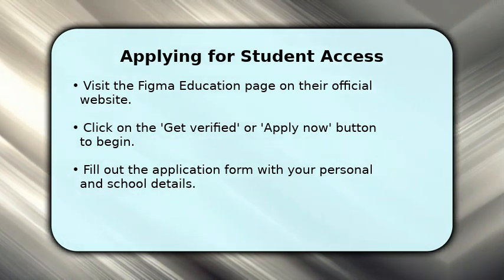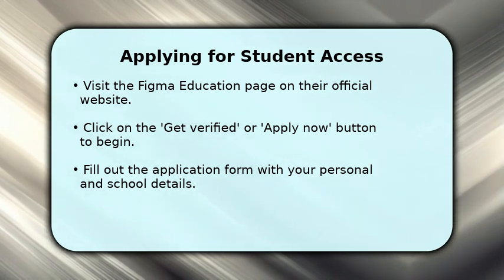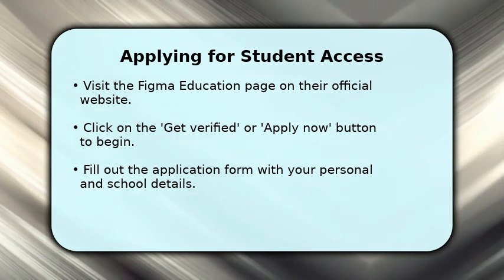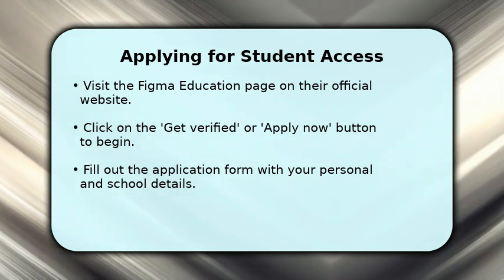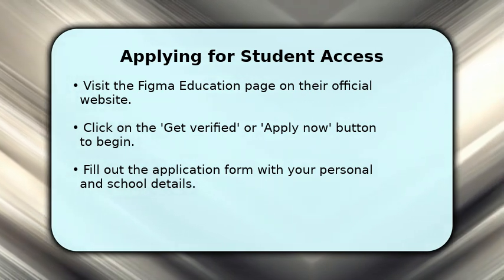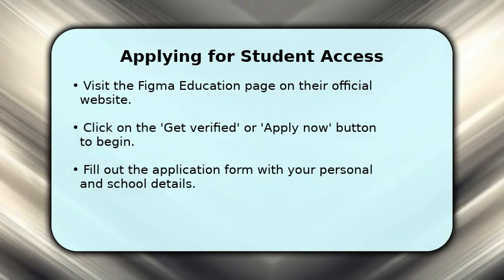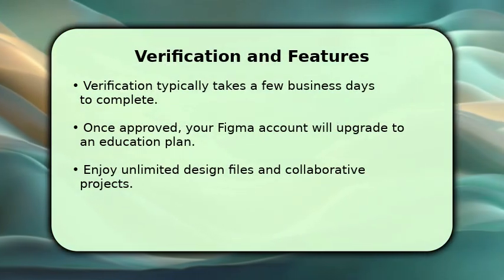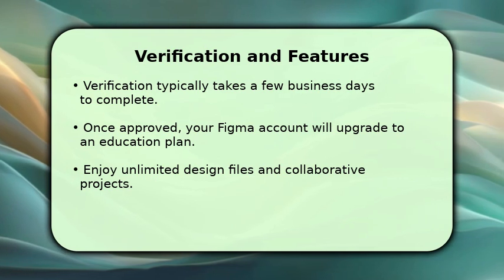You'll then need to carefully fill out the application form, providing all your personal and school details accurately. Remember to upload clear proof of enrollment, such as a current student identification card or an official academic transcript, to confirm your student status. This step is crucial for a smooth approval. After submitting your application, the verification process usually takes a few business days to complete.